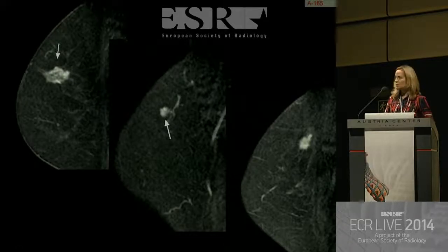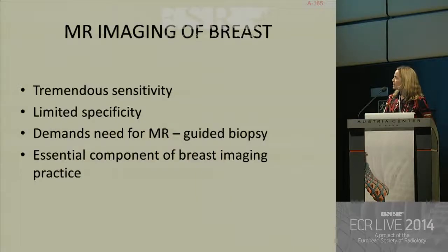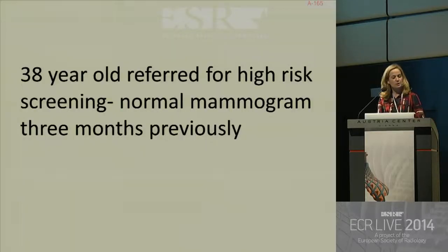And this is why we do MR, to pick up these mammographically occult lesions that will affect the overall patient treatment and management. And we know that MR has tremendous sensitivity, but has a relatively limited specificity with overlap between benign and malignant lesions. So this has led to the development of MR-guided biopsy, which has now become an essential component of breast imaging practice. So go on to my next case.